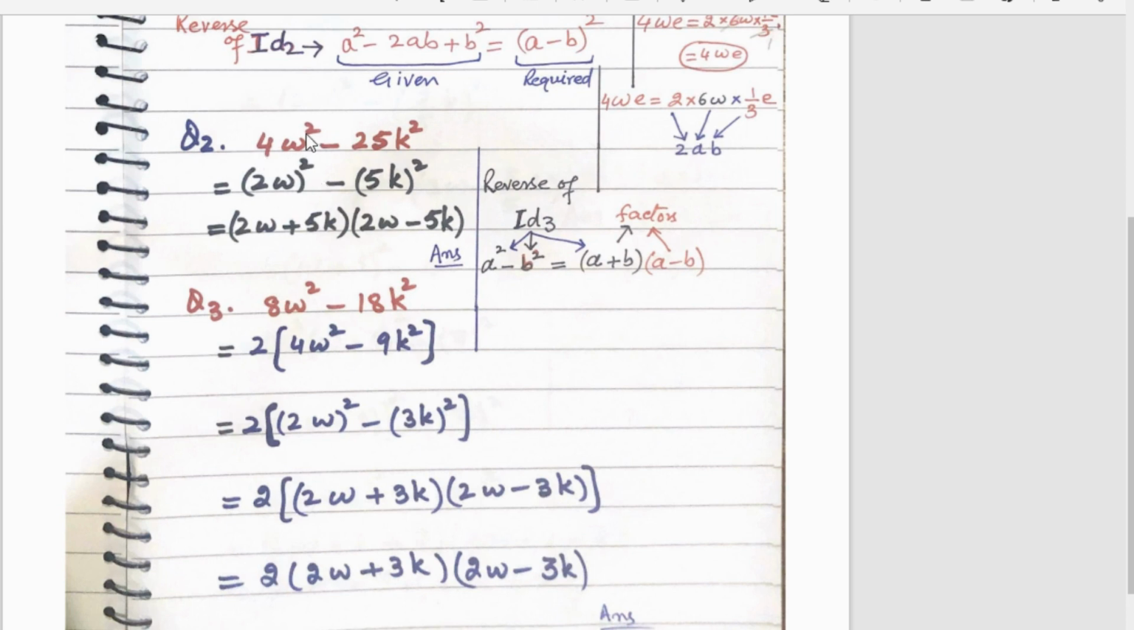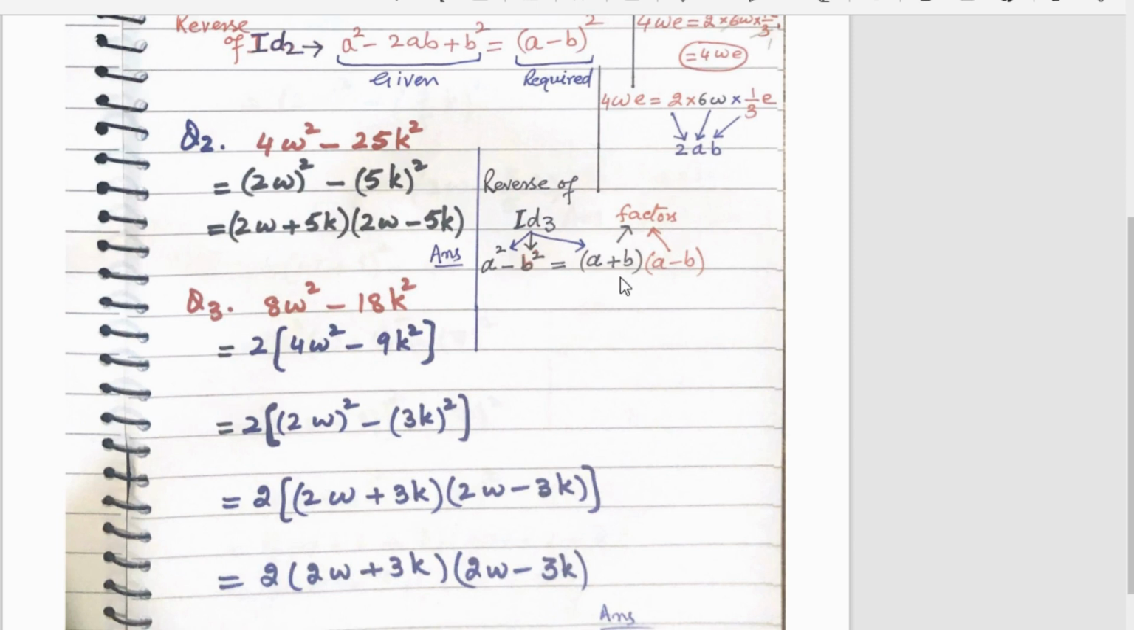So 4w square can be written as 2w whole square, minus 25k square can be written as 5k whole square. Now the alphabet a of ID 3 is replaced by 2w and alphabet b is replaced by 5k. 2w is our a and 5k is our b. It means we have converted the given expression into a square minus b square, which is the left side of ID 3 in reverse form.